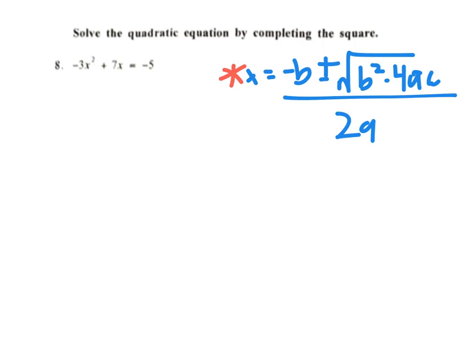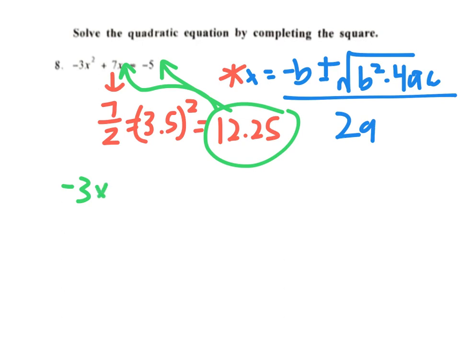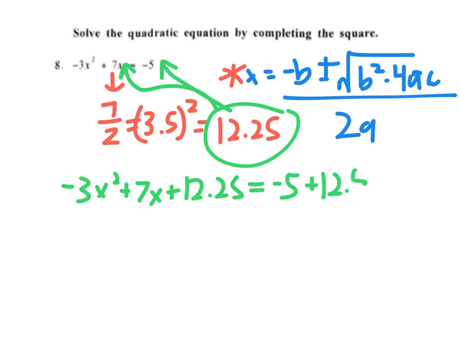I'm going to start by bringing down my 7 and we're going to cut it in half. So I'm going to do 7 divided by 2. That gives me 3.5. And then I'm going to square it, which is, if I type it into my calculator, 12.25. Then I'm going to add this number, 12.25, to this side and to that side. When I do that, I get negative 3x squared plus 7x plus 12.25 equals negative 5 plus 12.25.